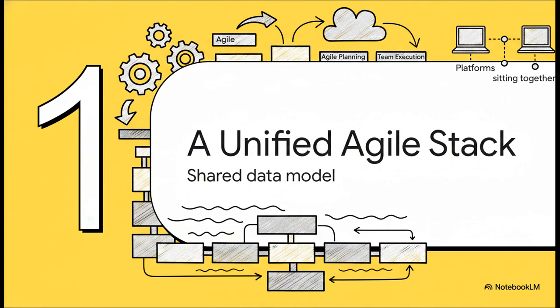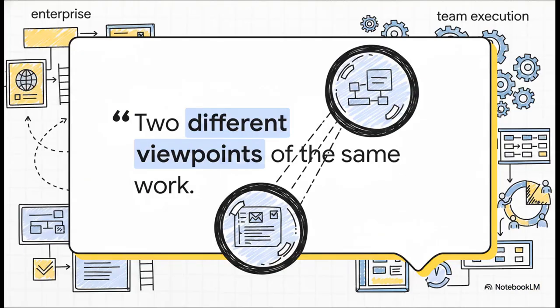A unified agile stack. Two different viewpoints of the same work. Product experts hit the nail on the head with this core philosophy. We're not talking about disconnected silos here that force you to manually sync data back and forth, because nobody has time for that. Instead, think of these as two distinct, highly optimized lenses focused on the exact same underlying data.